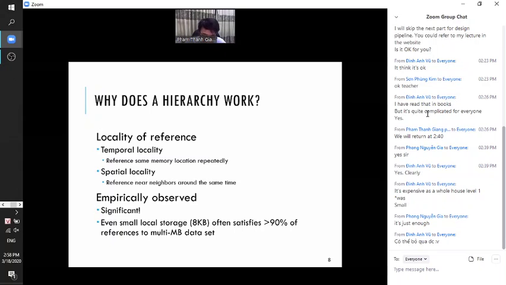Because of that, for example, we have a small local storage of 8 kilobytes. 8 kilobytes is very small now, right? It can often satisfy 90% of references if we have multiple memory datasets. 90% with very small, fast storage. Could you believe that? It is normally 95%.